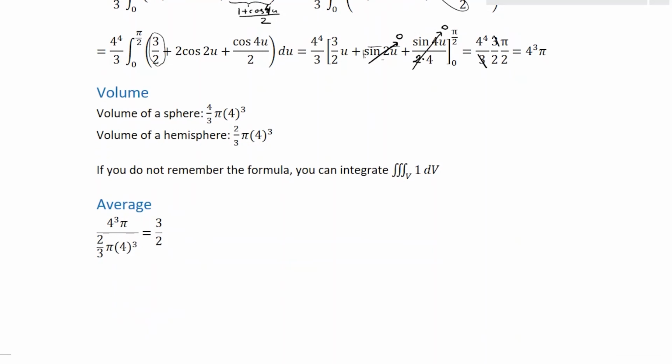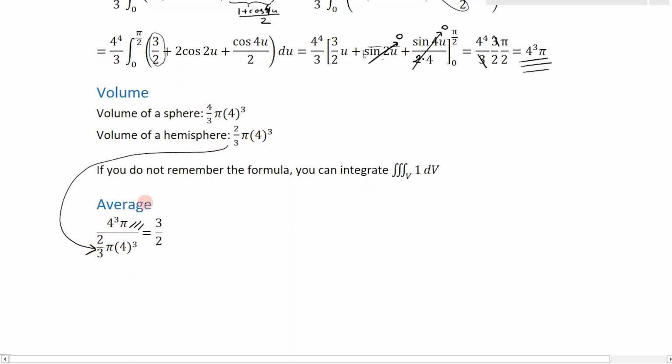And then, to find the average, you need to divide the integral of z by the volume. So you get this guy over the volume, this guy. So you get 4 cubed is cancelled, pi is cancelled, so you get 1 over 2 over 3, so you get 3 over 2, or 1.5, which is exactly what we guessed.